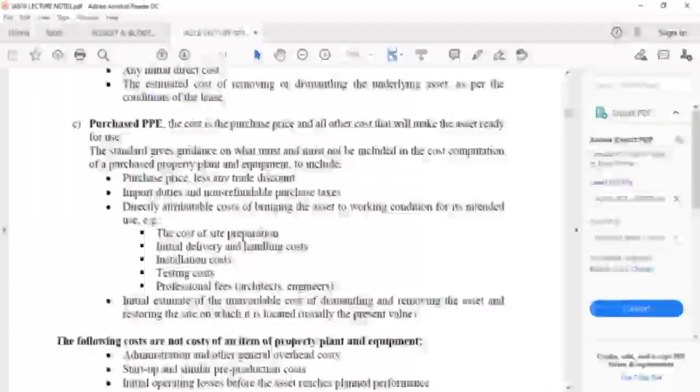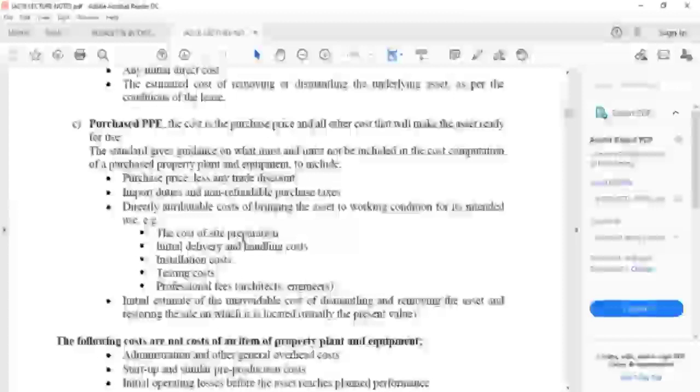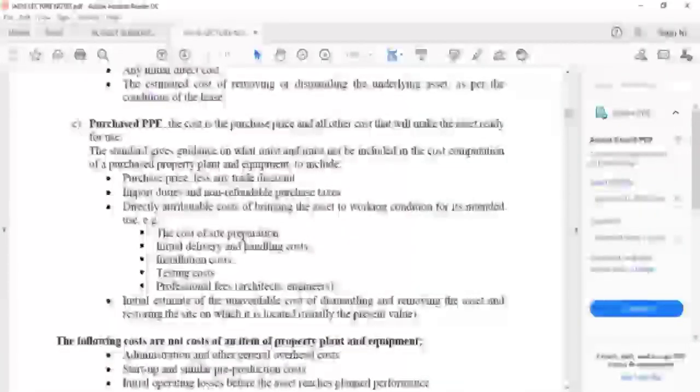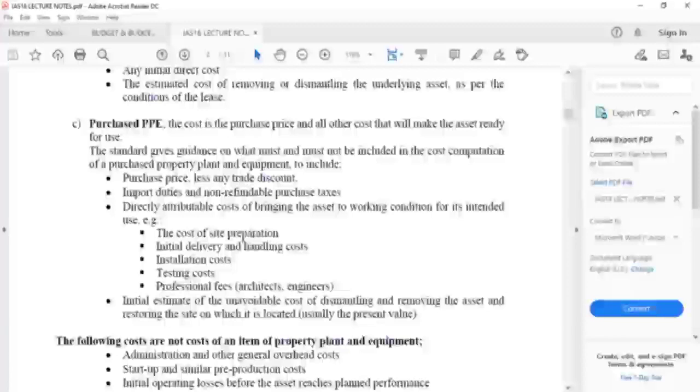Direct applicable cost of bringing the asset to working condition for its intended use. Example, the cost of site preparation. So before you install your plant, you have to clear where you are going to install the plant. That is the cost of the site preparation. You have to add it.